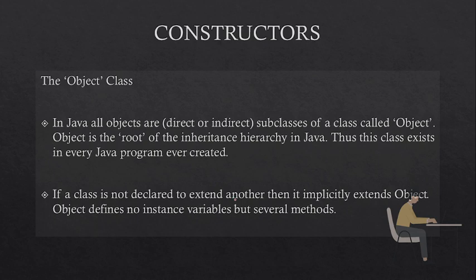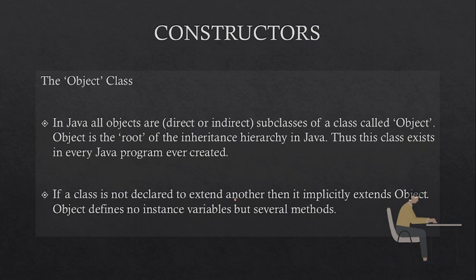Okay. So next is the object class. So in Java, all objects that you've created are subclasses na siya. Automatically, subclasses na siya sa class called object. This one is the root of your inheritance hierarchy in Java. So thus, this class exists in every Java program ever created.